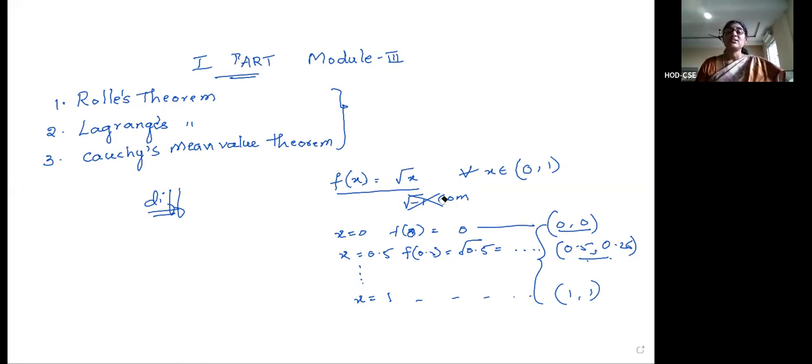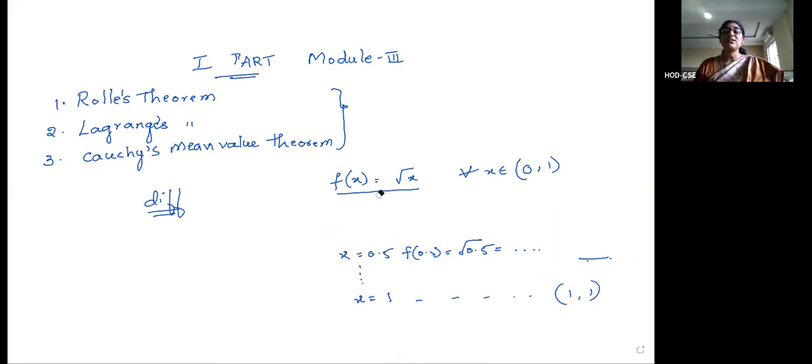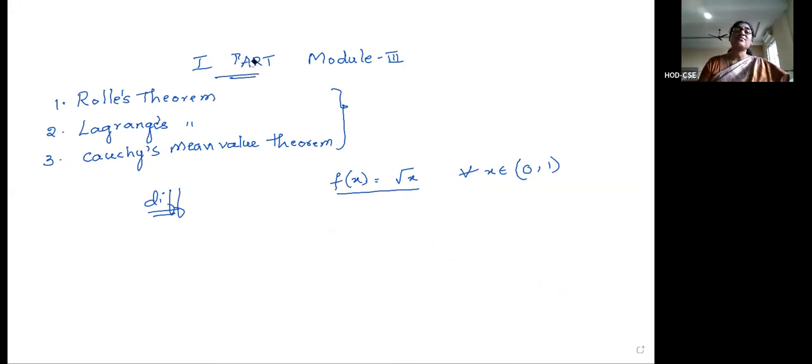Now going to the second point, differentiability. Let us check the differentiability of the function in this interval. For differentiability we have to do the derivative part. That means, what is f dash of x? F dash of x is equal to -1 by 2 root of x.